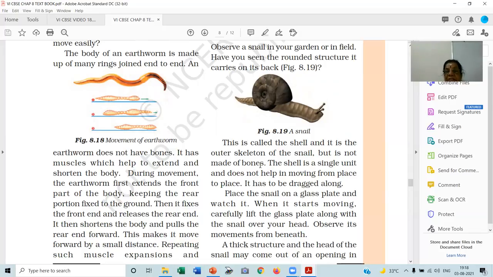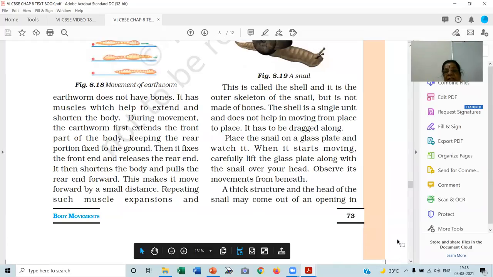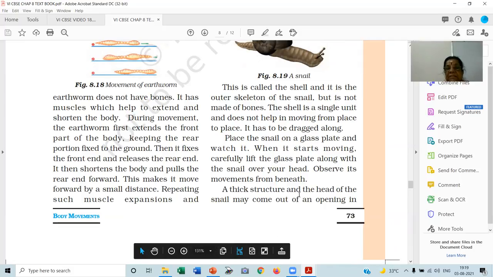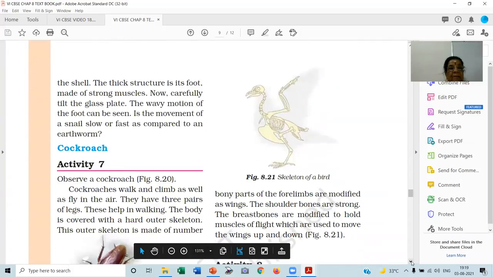The shell is a single unit and does not help it move from place to place. It has to be dragged along, right? So how does it move? Place a snail on a glass plate and watch it. When it starts moving, lift the glass plate along with the snail over your head. It secretes a small gelatinous or mucus substance. A thick structure and the head of the snail may come out of the opening in the shell.